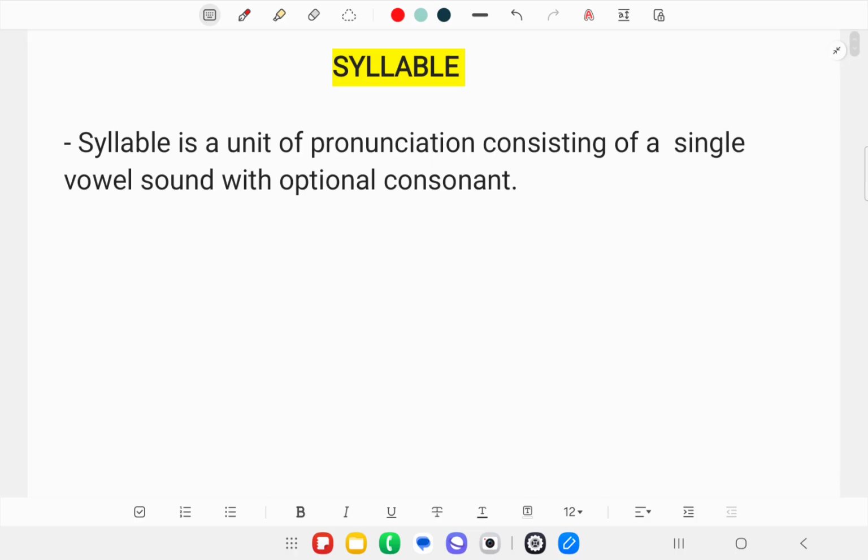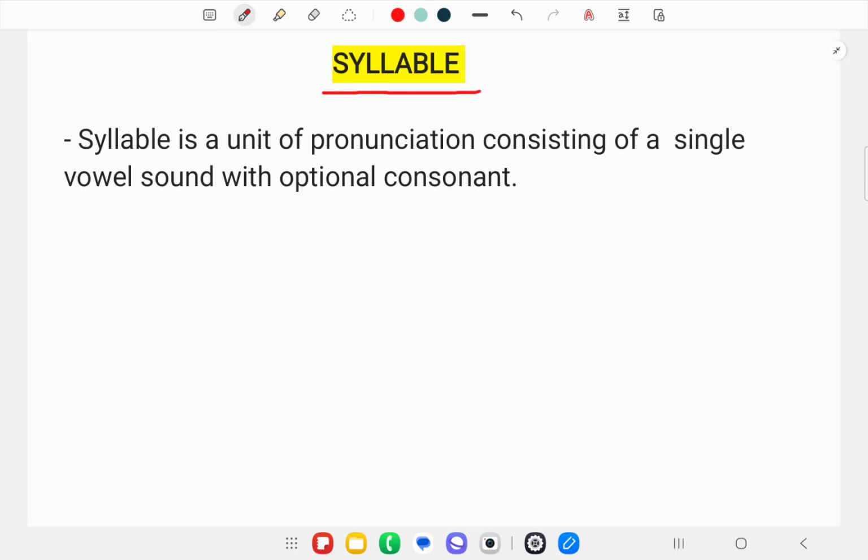So what is syllable? As we know, the term syllable relates to linguistics and especially phonology. The syllable is a unit of pronunciation consisting of a single vowel sound with an optional consonant. Sometimes we confuse or don't identify the differences between the syllable and the phoneme, but we should know that the phoneme is the smallest unit of sound, while the syllable is the smallest unit of the word and larger than the sound.